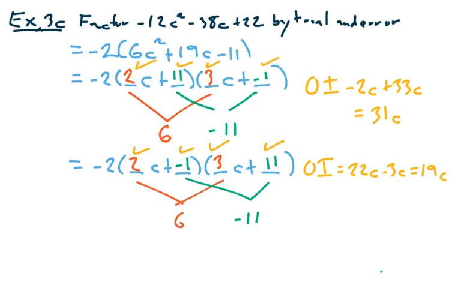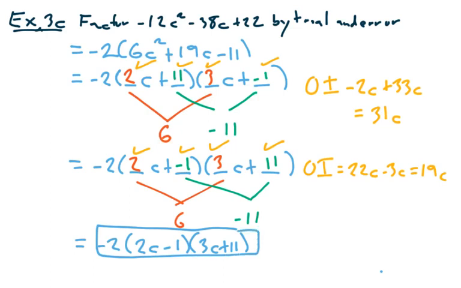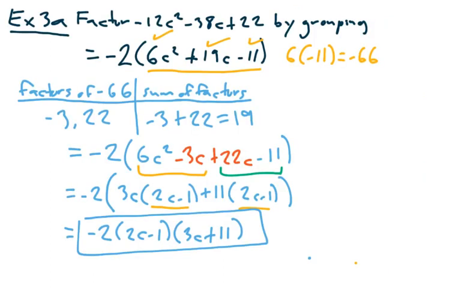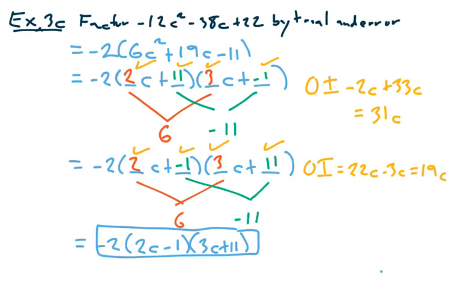I would just rewrite it cleaner. I don't want all these arrows and check marks and underlines and all these kinds of things, but just writing it a little bit cleaner, I would say negative 2, 2c minus 1, and 3c plus 11. And lo and behold, that is the same answer we got by grouping. Both methods work great. So as you look at this and try some of the problems in the homework, I'd recommend trying some by grouping and some by trial and error and see which one works best for you.